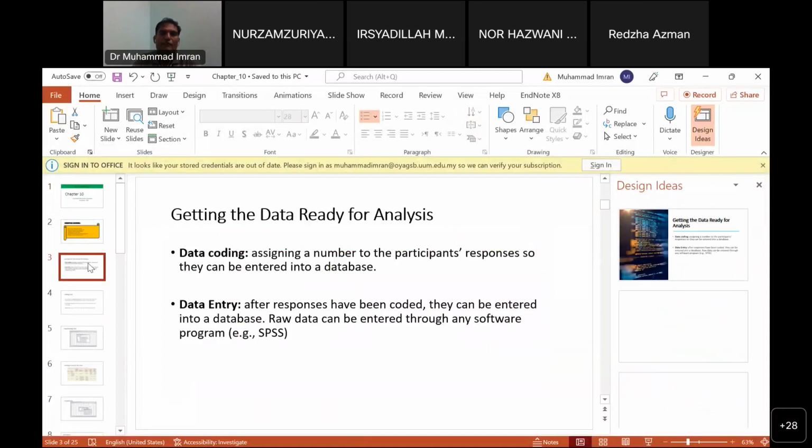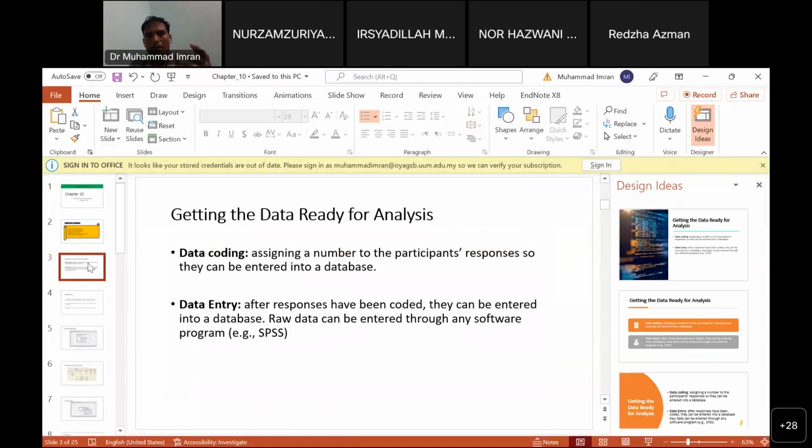Gathering the data, ready for data analysis. First, number one is data coding and data entry. You must know how to code the data. We'll tell you with many examples, with the support of examples, I mean.